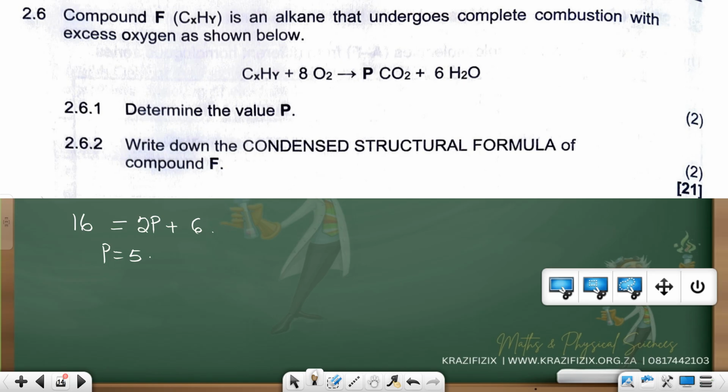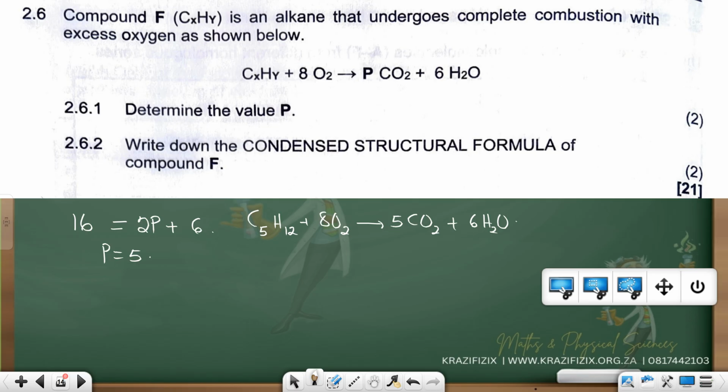So if my P is 5, I think we then need to deal with X and Y, right? So CxHy plus 8O2 to give us 5CO2. Already I think I have what X is. X is carbon. How many carbon atoms do we have on the left? 5. So it's C5. And how many hydrogen atoms? 12.